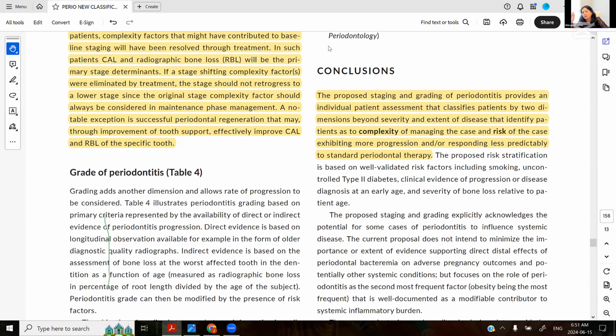That's one exception. But that's a rare situation that there will be no other complexity factors and the attachment loss will be still below 4 mm, right? Does that make sense? Entirely. Because if any other non-reversible complexity factor is also present and sneaked in there, then stage 3 is not looking back.